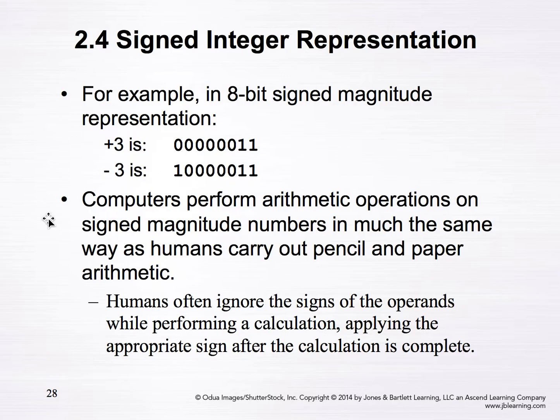A computer performs arithmetic operations on signed magnitude numbers in much the same way as a human carries out pencil and paper arithmetic. Humans often ignore the sign of the operands while performing a calculation, and then apply the appropriate sign after the calculation is complete.